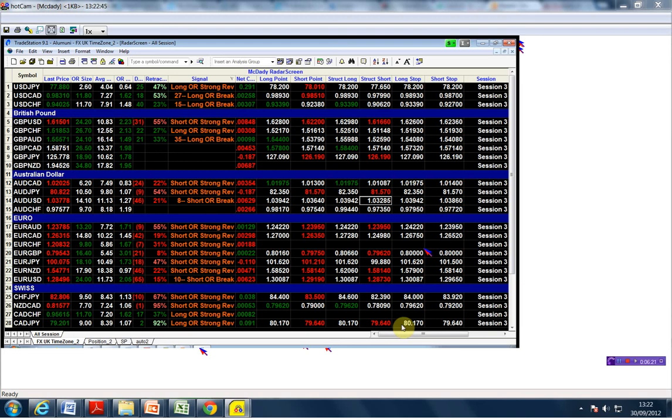On the long side, we're going to go long above the structure point, which is the 103.94. That's going to be our structure long point and our stop. Okay, that is the Aussie dollar.